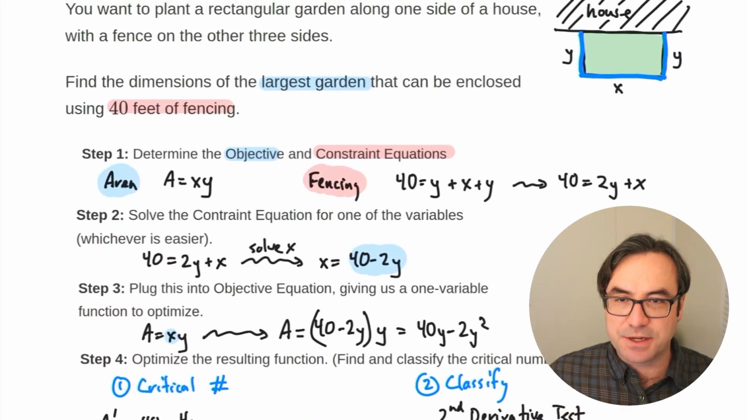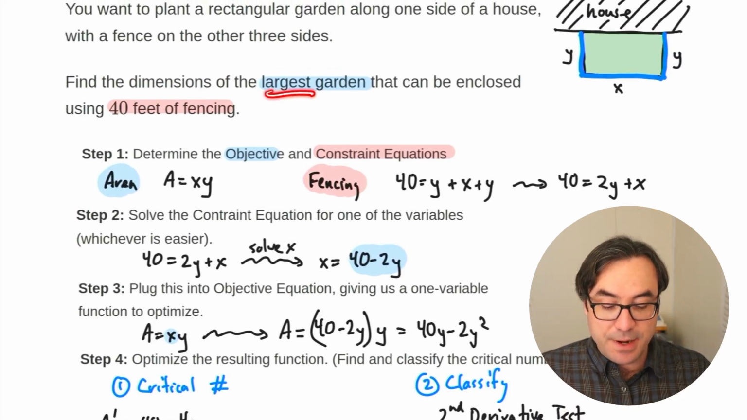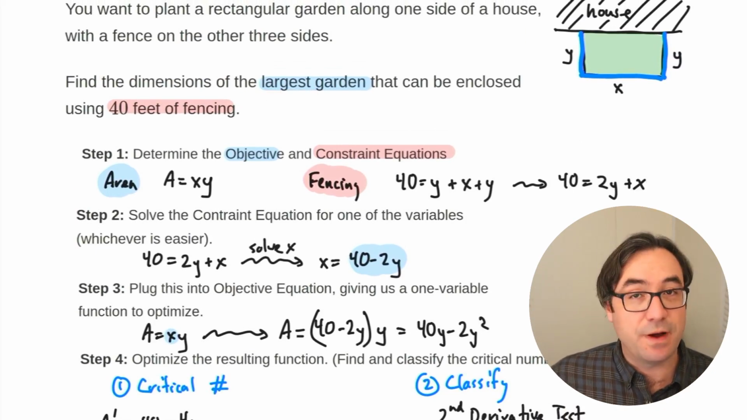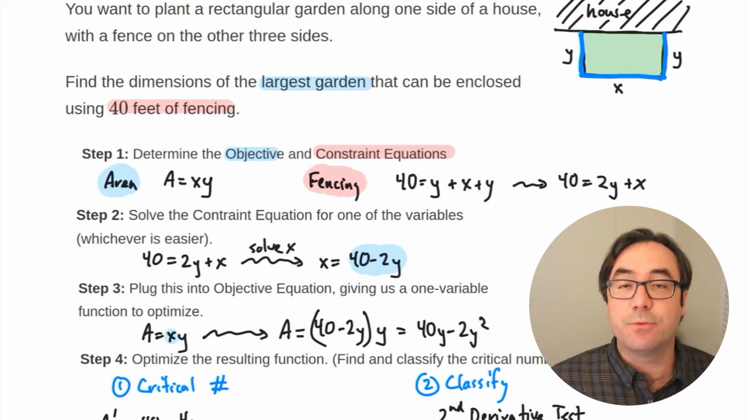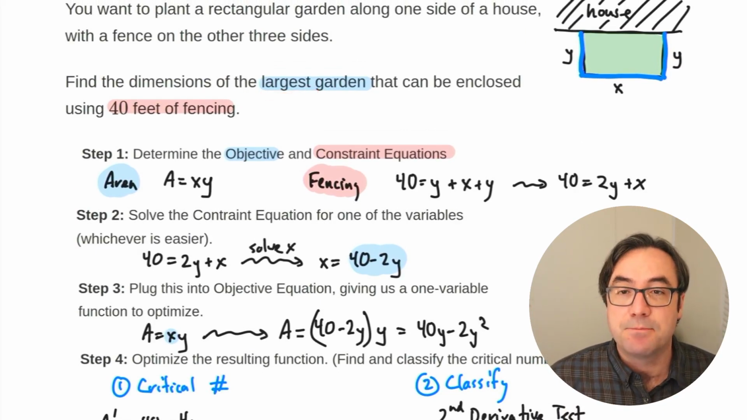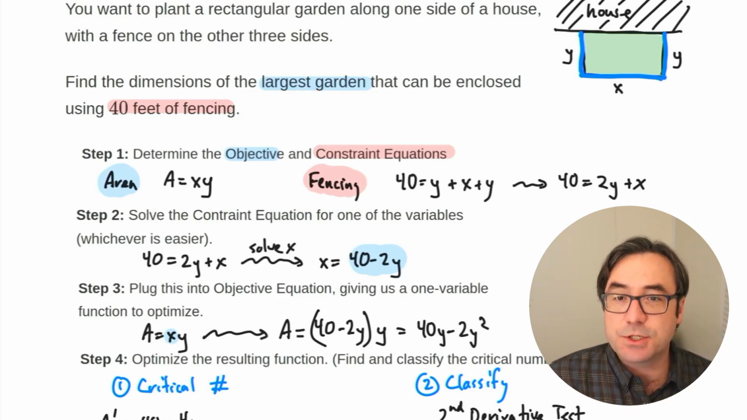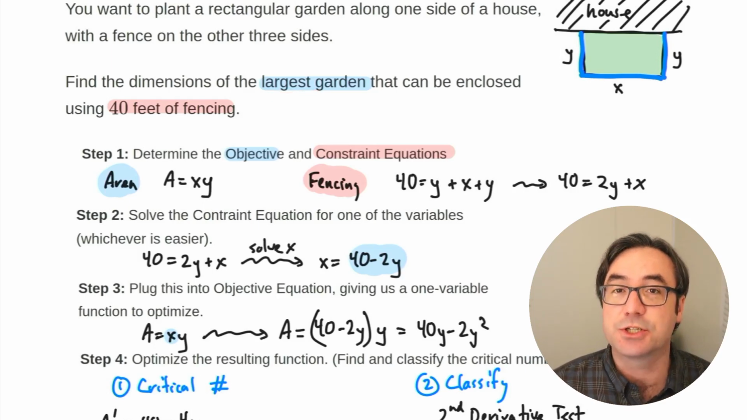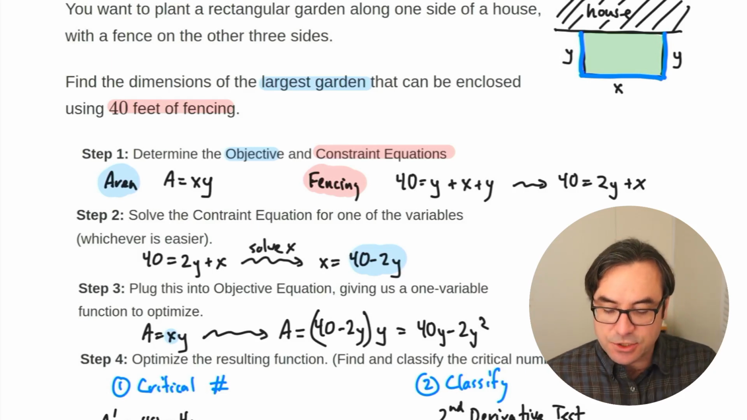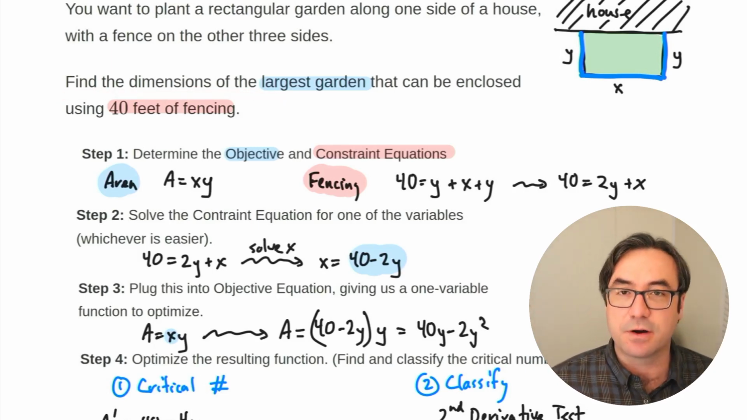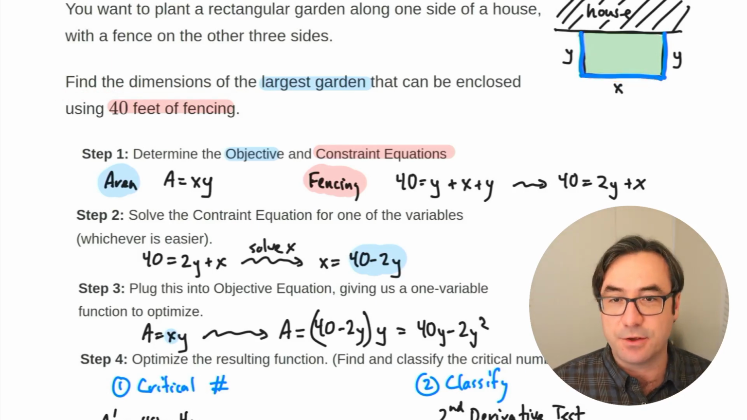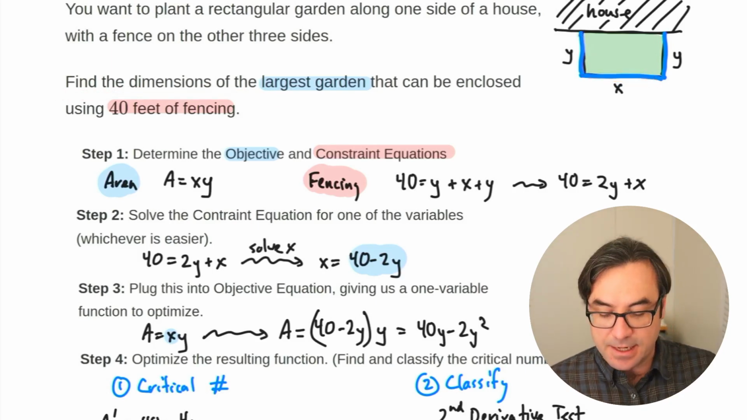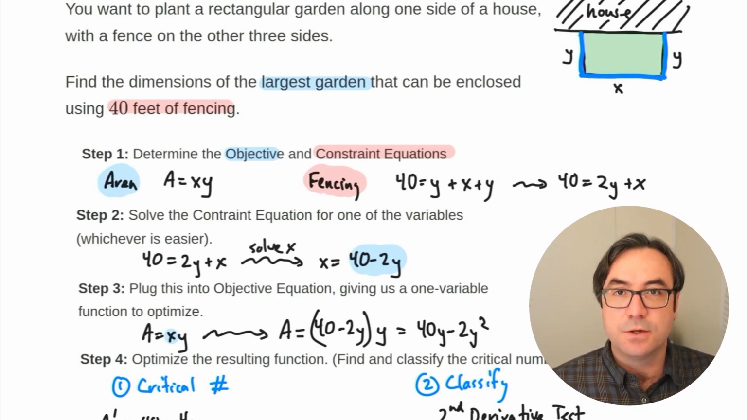What was the problem asking for? We wanted to find the dimensions for the largest garden. We found that it was a maximum, so that checks out. We wanted to find the maximum, and we did find the maximum. The last step is to make sure we actually answer the question. The question is asking for the dimensions of our largest garden. So we only have the y value here. We also want to find the x value. And in our case, units are given, so we want to make sure that units are in our answer as well.